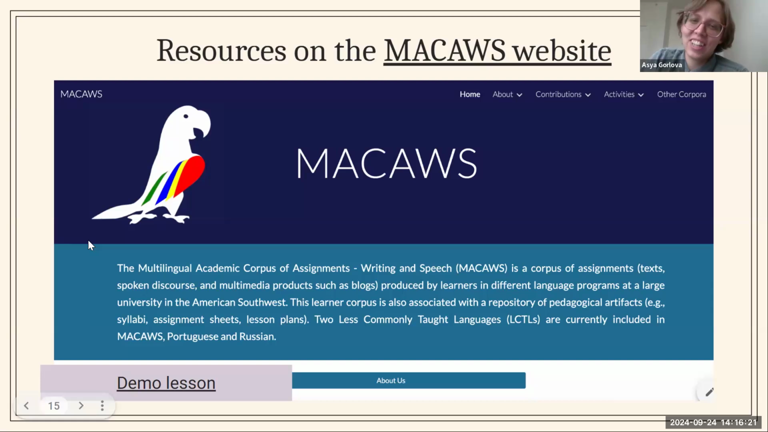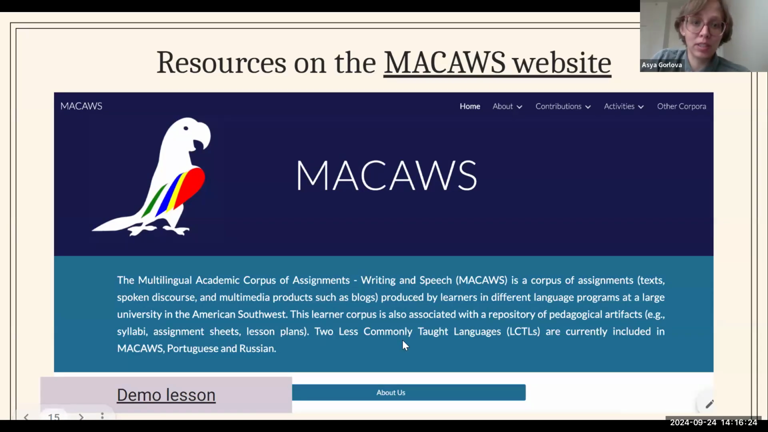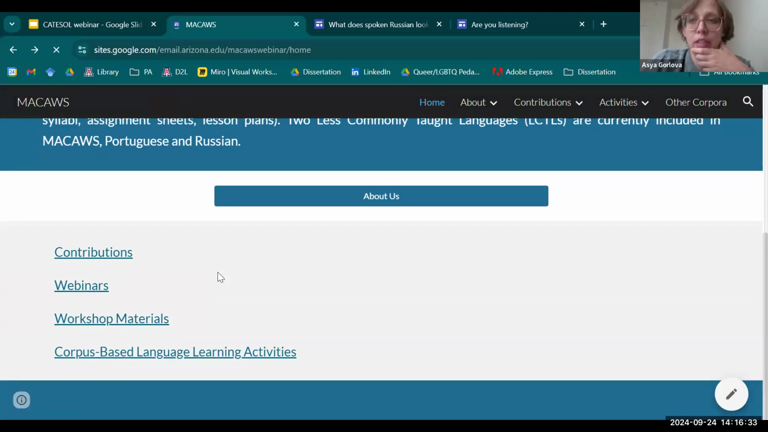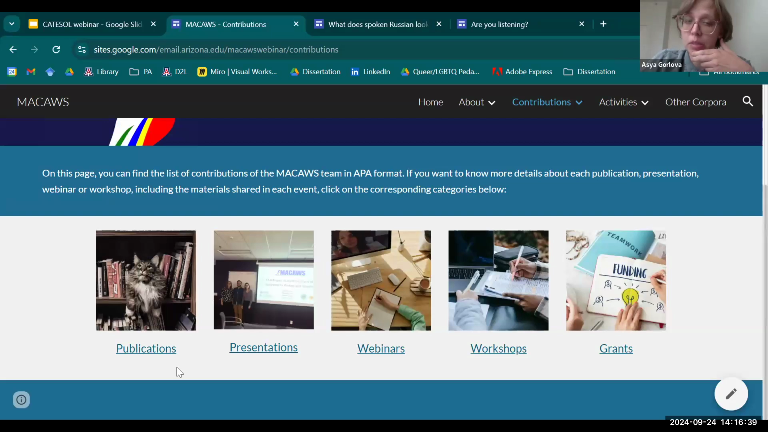Yes. So our corpus is accompanied by our website, which I'm going to show you. And on the website, we have a variety of materials that people can use for the corpus. There are publications that have been done for the corpus, presentations that the team has done over the years, and the webinars and workshops that usually talk about the more practical things like specific teaching activities or using corpus in the classroom. And you can also see what grants have supported the project.